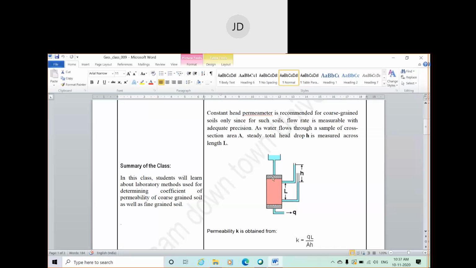Permeable membranes are fitted on both sides of the sample, and water is allowed to pass through this sample, and finally water will come out of the sample in this direction and fill the bottom tank. The bottom tank will be somewhere like this. So water will be filled in this manner. After this bottom tank, you can also add a measuring tank, where the overflow of water from the bottom tank can be stored.